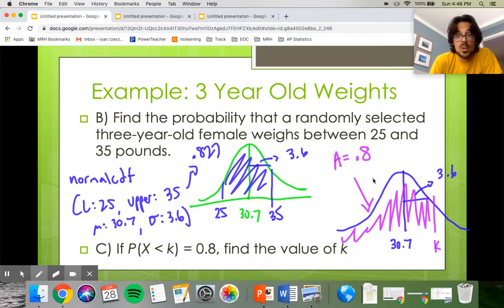That means we're going to do an inverse normal since we know the area right here. And again, it doesn't matter in a continuous problem. This could have said less than or equal to, and it would be the same exact answer. So if I set this up with an inverse normal and an area of 0.8, mean 30.7, standard deviation 3.6, the value for K is 33.73. Naturally, again, you would show your work if this was an actual test.